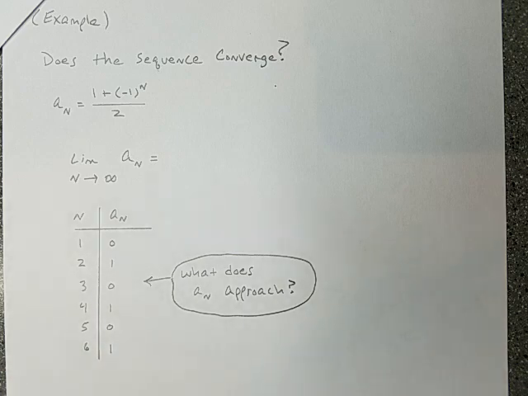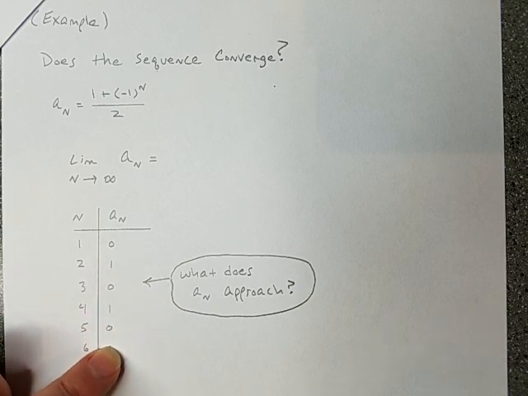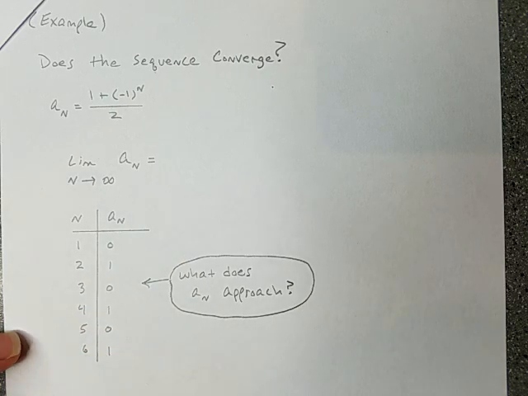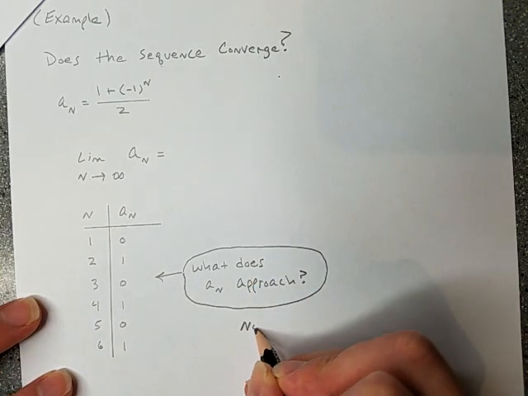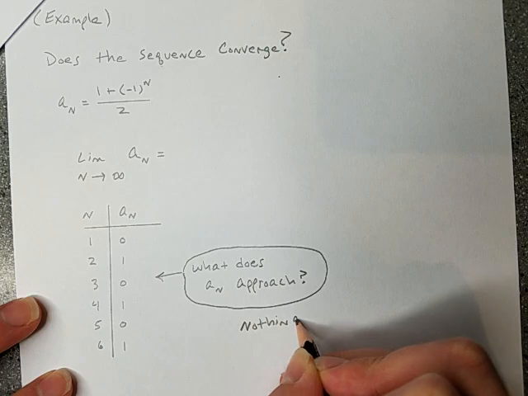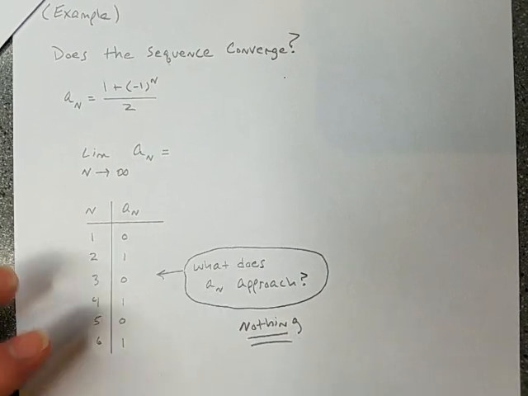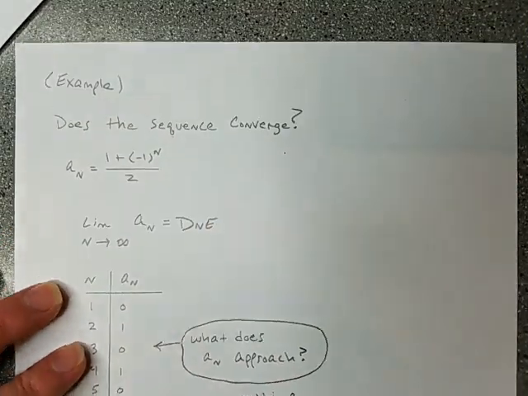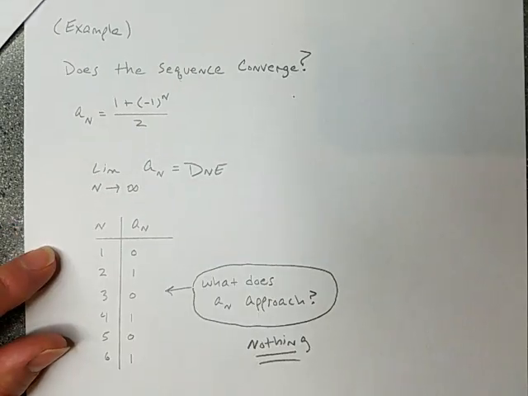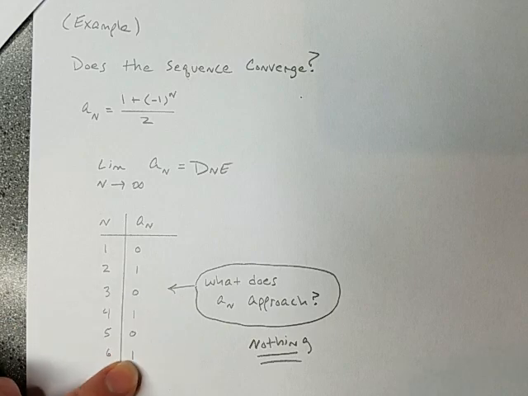Doesn't look like it to me. I don't see that the further down the list you go, the terms get closer and closer to any specific number. What does a_n approach? Nothing. The terms don't get closer and closer to anything. All right. Can we agree the limit does not exist? There is no limit to that. As n goes to infinity, a_n doesn't go anywhere in particular.